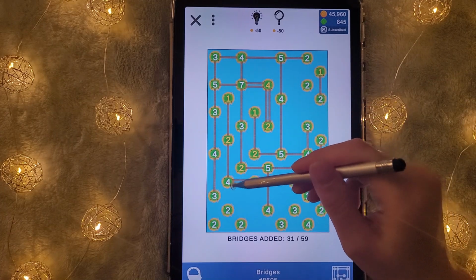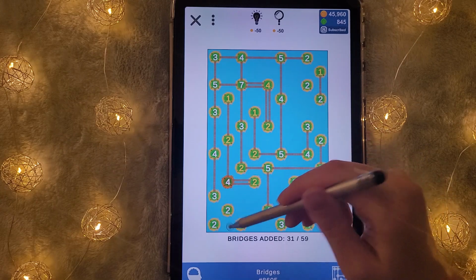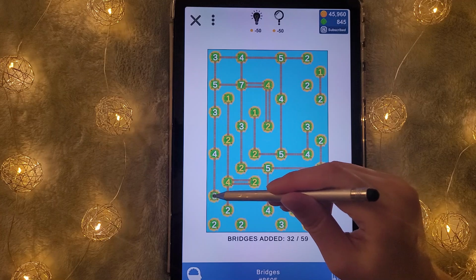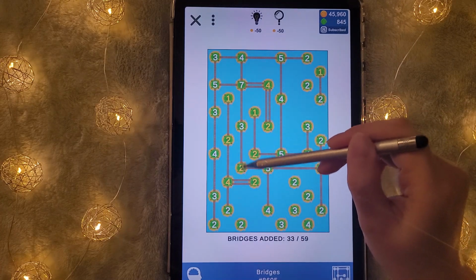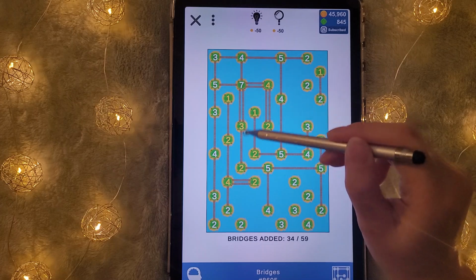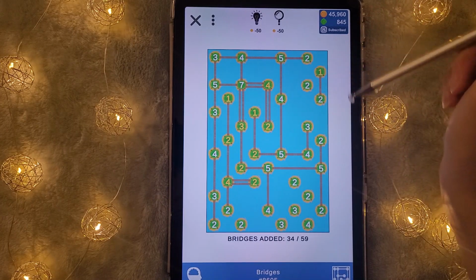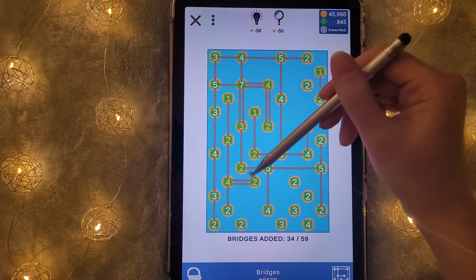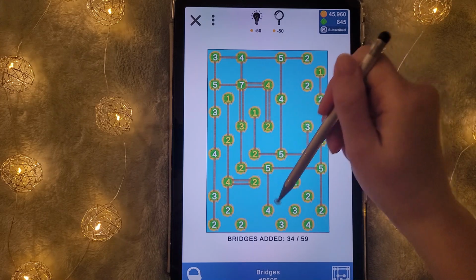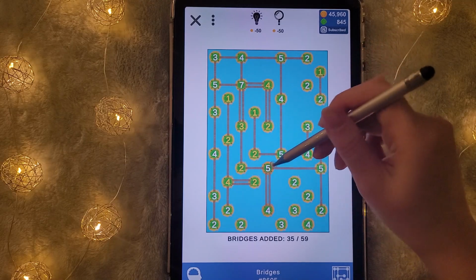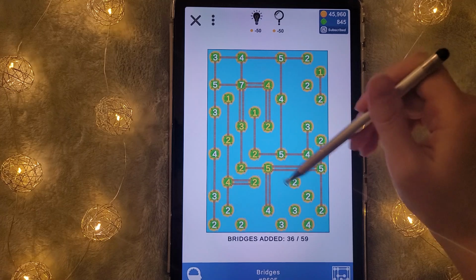So this 4 already has 3, but these 2 are already used up, so we know the last one has to go down this way. And this 3, this number is used up, so the third one has to go up that way. And then this 5, we have 1 to this 2 that's used up, so we know the remaining ones have to go out this way. You can only have a max of 2.